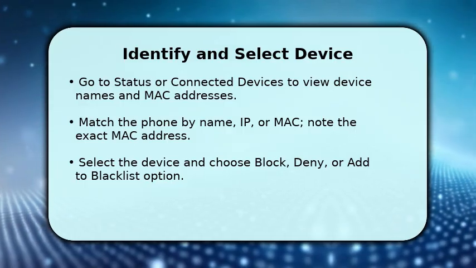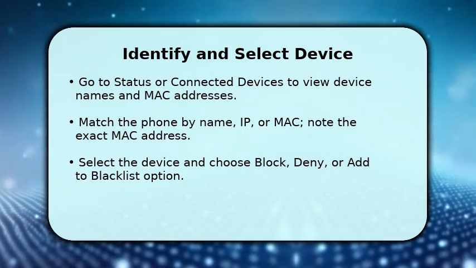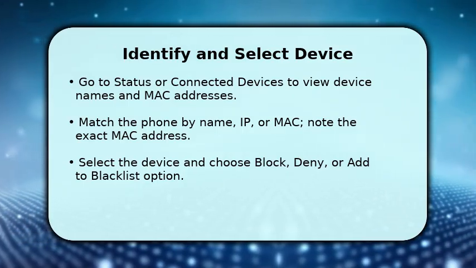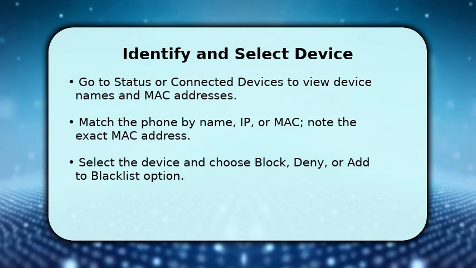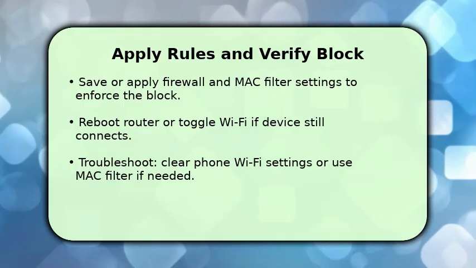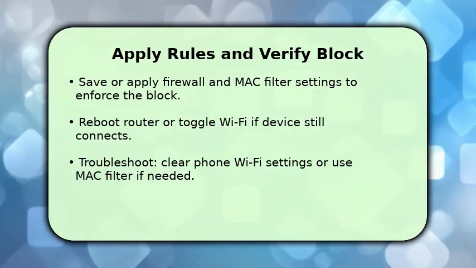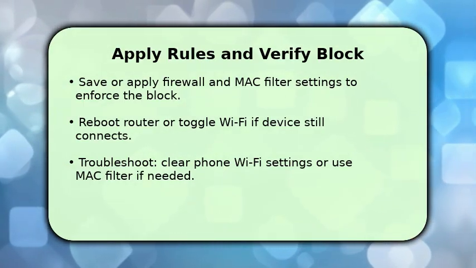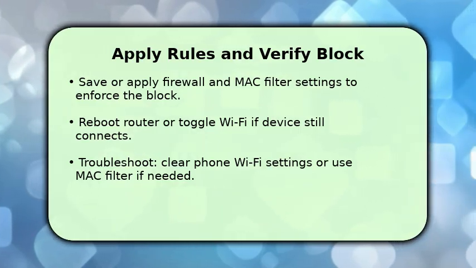Confirm the action. The router updates rules immediately. Make sure you save or apply settings so the block persists across reboots. To finish, save and apply the firewall or MAC filter changes so the router enforces the restriction. Once done, verify the phone loses internet access by disconnecting and reconnecting its Wi-Fi. If it still connects, reboot the router to enforce new rules.